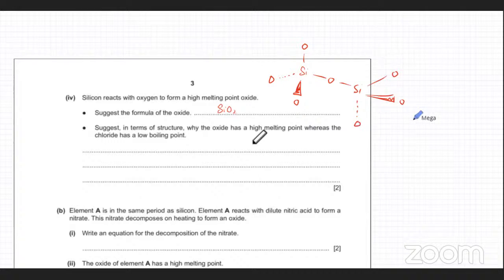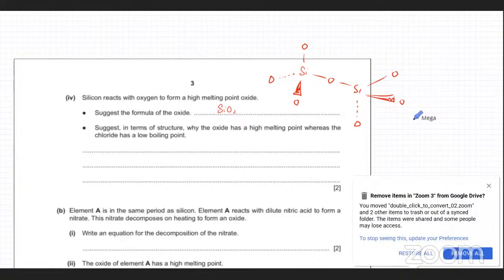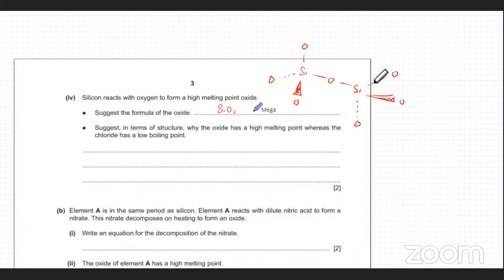So it suggests in terms of the structure why it has a high melting point, whereas the chloride has a low boiling point. The SiO2 has a high melting point because it's a giant covalent structure with many strong covalent bonds. That's the reason.